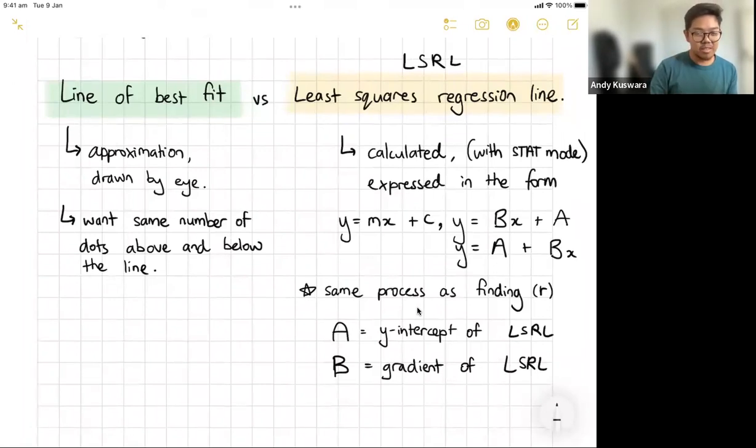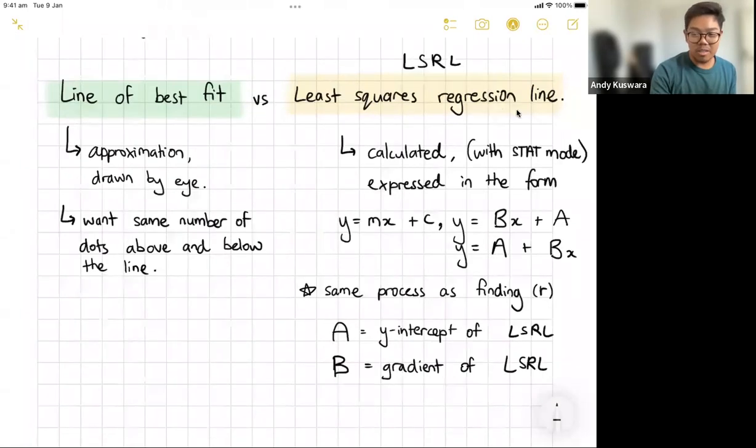But with a line of best fit, it's a lot easier because it's an approximation where you draw by eye. Okay, so that means you kind of see your scatter plot and you kind of draw a line that you think best represents the data. Okay, the only thing you need to really note is when you draw it, you kind of want the same number of data points or dots above and below the line, and I'll show you how we do that.